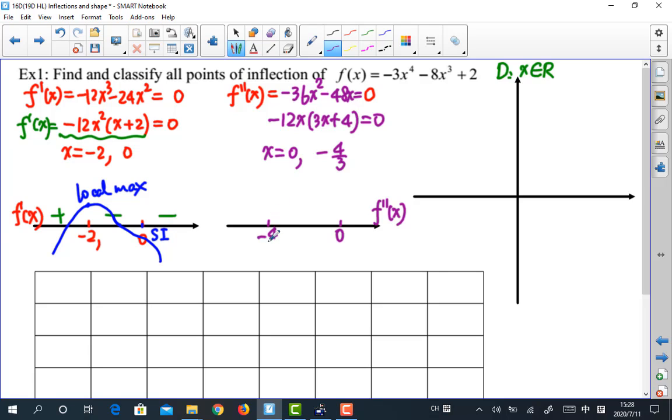So negative 4 over 3 should also be labeled on the sign diagram for the second derivative function. Also find the signs of the second derivative function on each interval. This one should be negative second derivative, positive second derivative, negative second derivative. So concave down, concave up, concave down for the original function f of x. So this is the stationary inflection. This is the local maximum, and I think this one should be the non-stationary inflection.